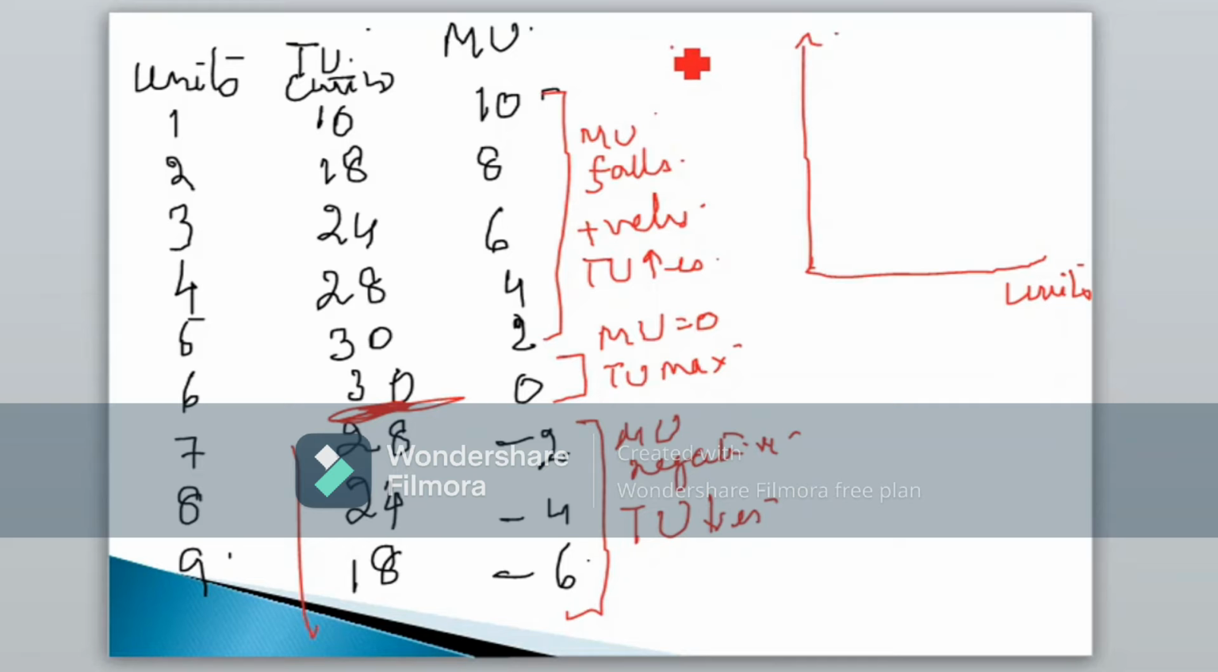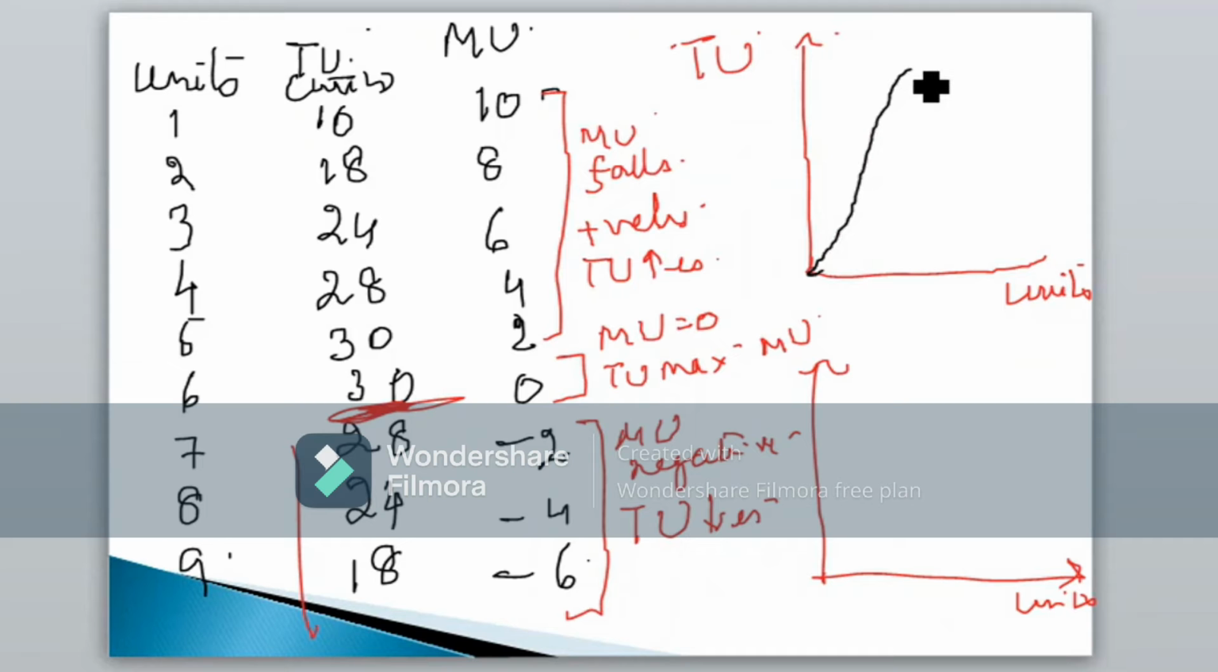Okay. Now, if we draw a diagram, first we measure here units of the commodity consumption. Here I am measuring total utility, and just vertical to the diagram, again I am measuring marginal utility. Now just look at the diagram. At 0 level of consumption, total utility is also 0. So total utility starts from 0 at this point, and it goes on increasing, reaches maximum, and then falls. So we get a total utility curve like this.